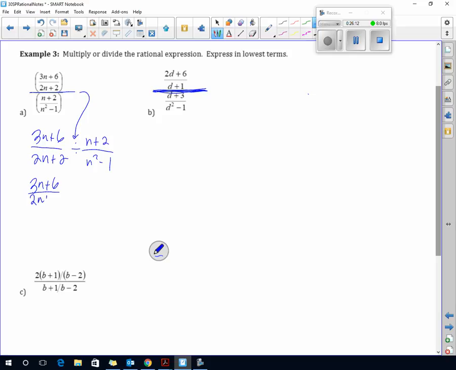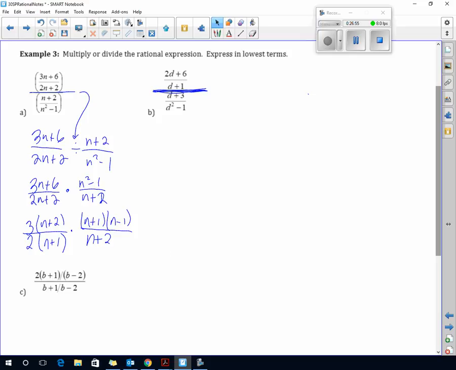Now we're going to do what? Factor. So what can be factored at the top here? 3, and we're left with n plus 2. On the bottom, 2, we're left with n plus 1, times, what's the top factored to? N plus 1, n minus 1, difference of squares. And n plus 2 is just n plus 2. Can you see some cancellations? Yes? So n plus 2 and n plus 2, and n plus 1 and n plus 1. So what are we left with? 3 bracket n minus 1 over 2.